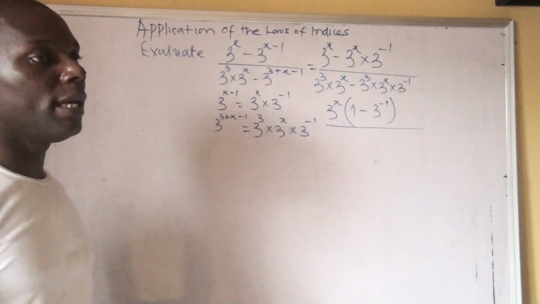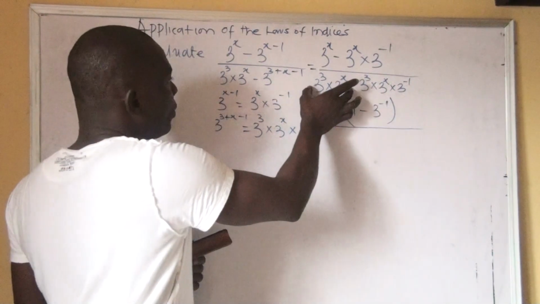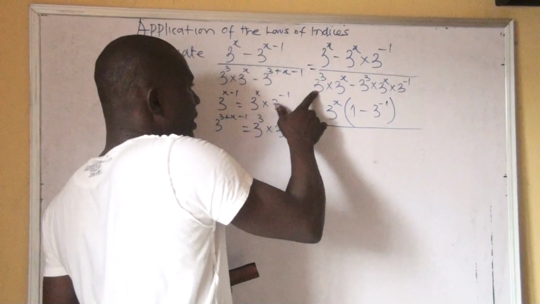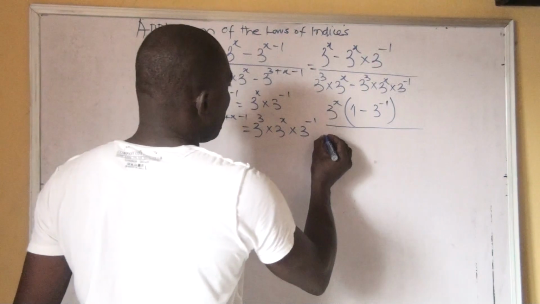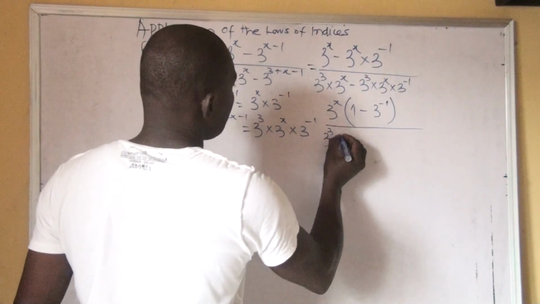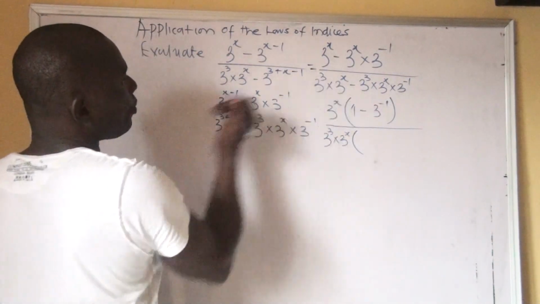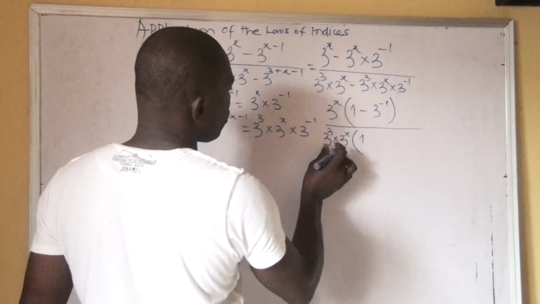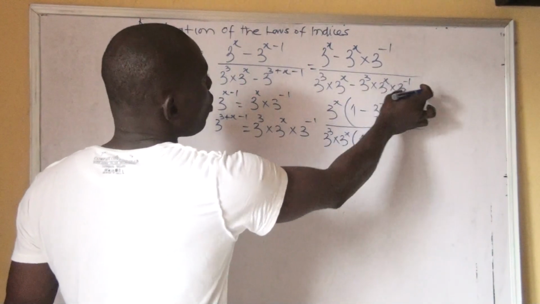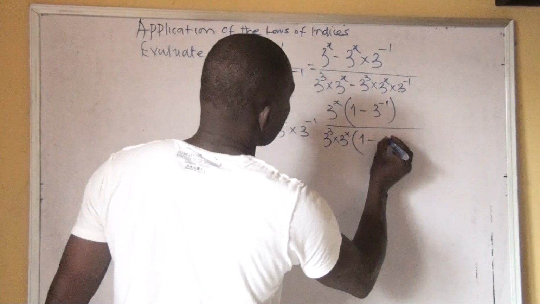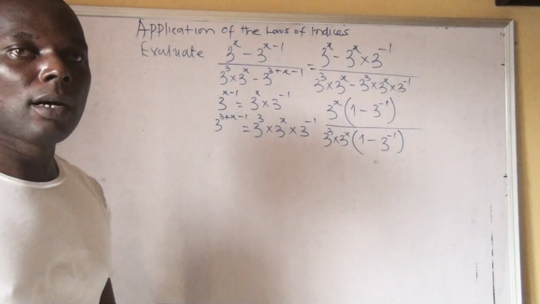Then let's look at the denominator carefully. We have a factor that is common here and here, which is 3 raised to power 3 times 3 raised to power x. So we factor it out, and this will become 3 raised to power 3 times 3 raised to power x, open bracket. If the whole of this is pulled out from this place, what will be left here is 1, because the whole of this multiplied by 1 gives us this. If we remove it from the second term, we'll be left with 3 raised to power minus 1, so minus 3 raised to power minus 1. We close our bracket.